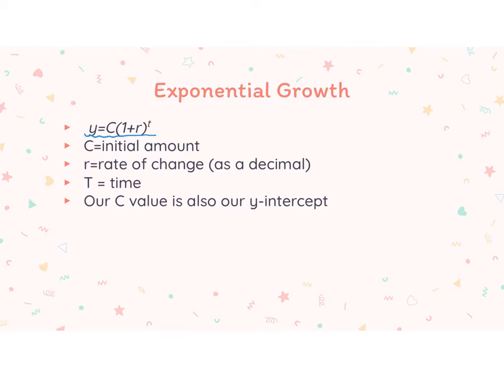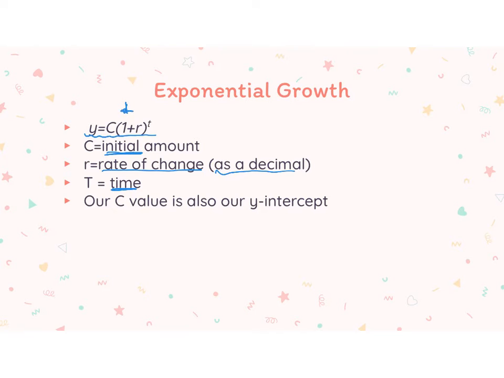C is whatever our starting amount is, our initial amount. R is going to be the rate of change. We want to express that rate of change as a decimal. Often it's given to us as a percent, so we need to switch that into a decimal. T is our time.